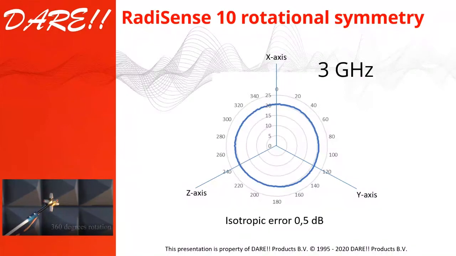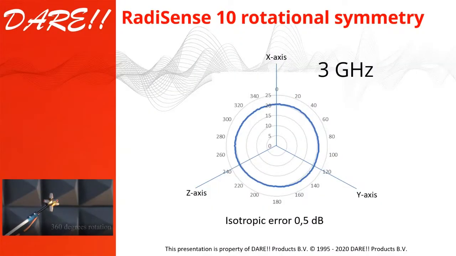The measurements that we performed in this chamber were from 1 gigahertz to 6 gigahertz in 100 megahertz steps, and we rotated the probe 360 degrees in 1 degree steps. So you can imagine that this is a lot of data. I don't want to share all the data at the moment, but I've taken out two spot frequencies, 3 gigahertz and 6 gigahertz, so the middle of the range and the top of the range.